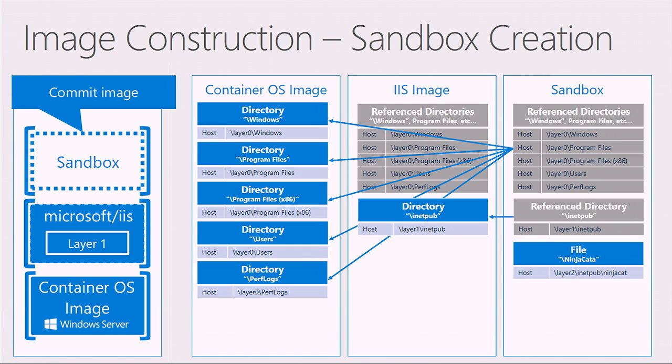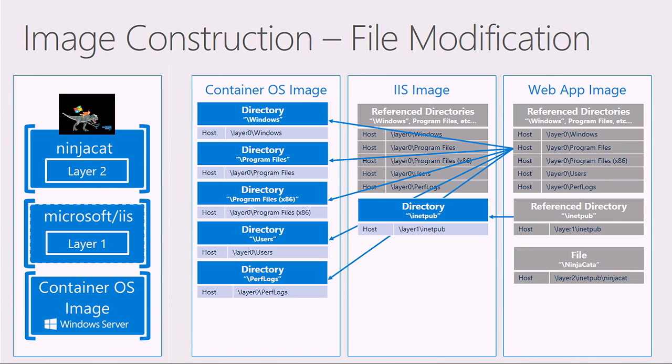They're represented off the IIS image and all the way back to the container OS image. They're just pointers back to these things. And this actually allows me to now commit that image and have a NinjaCat image. Right? So now I've got three images.